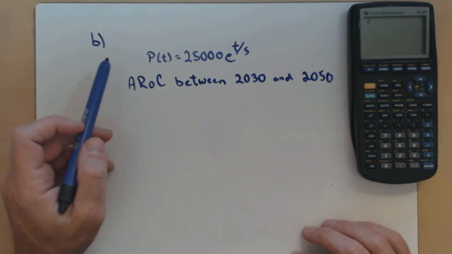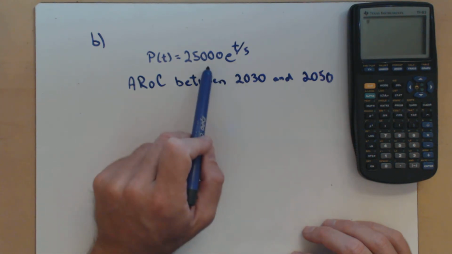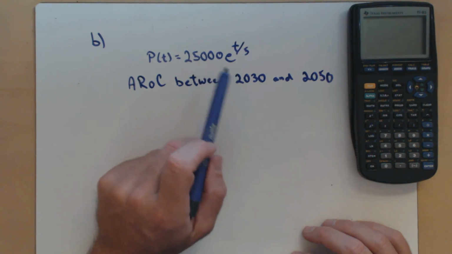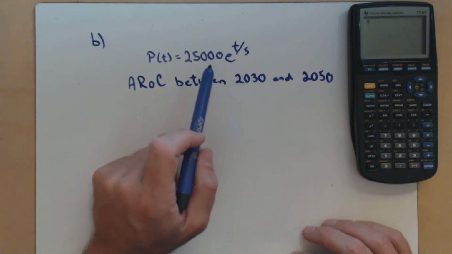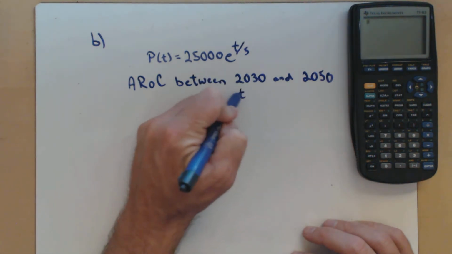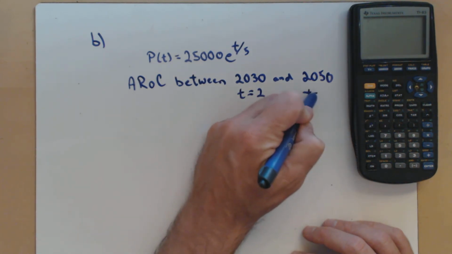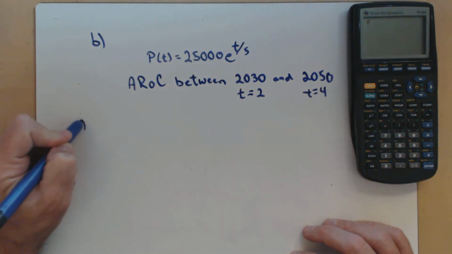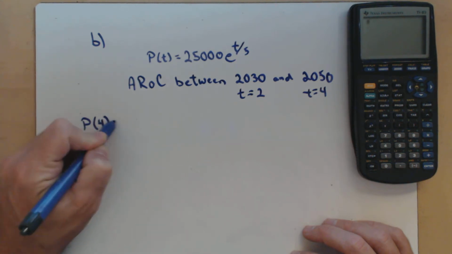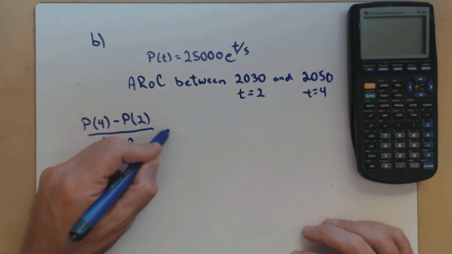Part B in Activity 1.9 asks us to find the average rate of change between 2030 and 2050 for our function which models the population as a function of time, where t is measured in decades after the year 2010. So 2020 would be 1 decade, 2030 would be 2 decades after 2010, and 2050 will be 4 decades after 2010. So to calculate the average rate of change, we're going to look at P of 4 minus P of 2 over 4 minus 2.